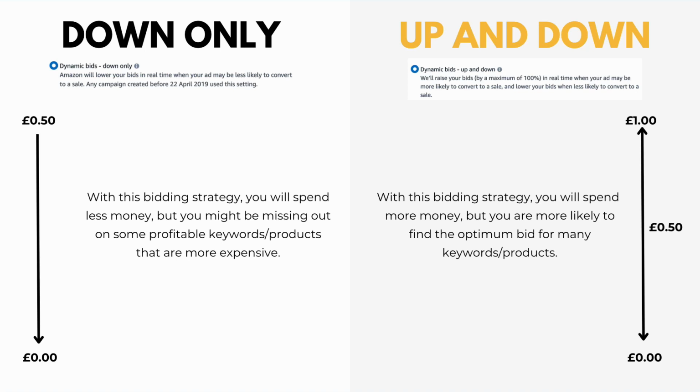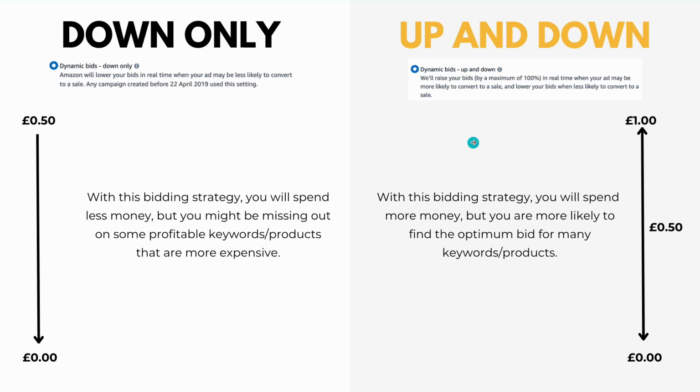So if your plan is to be quite frugal with your ads, I wouldn't recommend the up and down strategy. But with that said, you are more likely to find the optimum bid for many products and keywords. Because your ad is going to be constantly testing loads of different prices for certain keywords, over time, eventually that data will settle and give you an average cost per each keyword. So this just gives you the flexibility and a little bit more data to understand exactly where you should be pricing your bids for certain products or keywords.